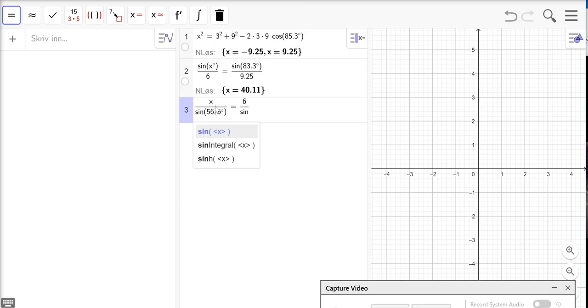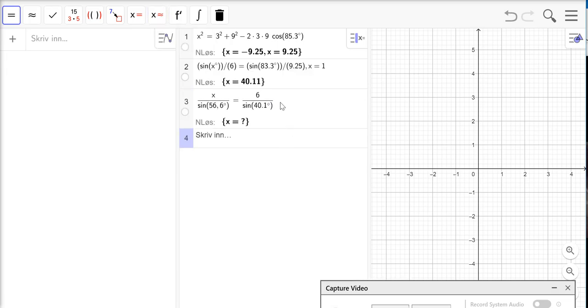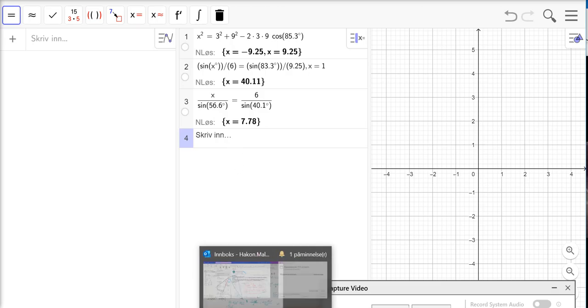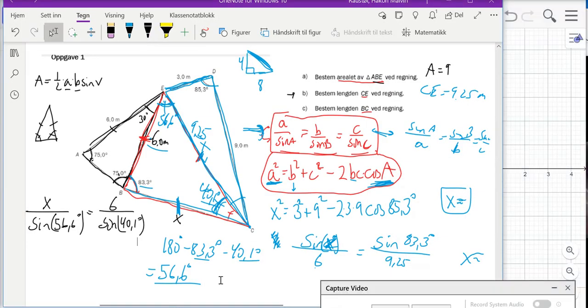I don't know. Let's say this is correct. So I just put up this fraction here. Again, press this one. And I don't get an answer because I have used a comma instead of a dot here. So I try again. And I get 7.78. So that's the answer for the final task here.